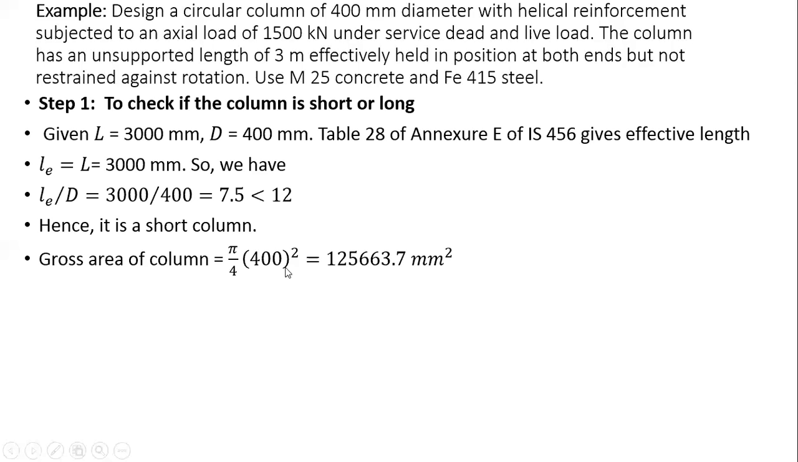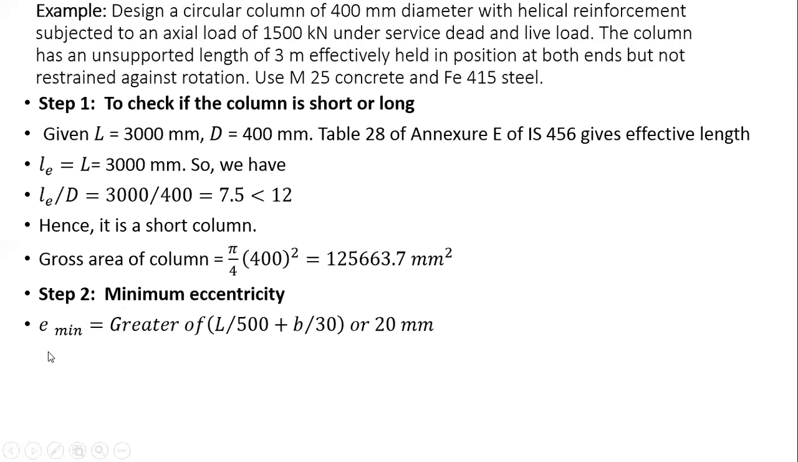Diameter is given, so the gross area of the column is pi by 4 D square. Step number 2 is to check the minimum eccentricity. So what is the formula? E minimum is the greater of either this value or 20 millimeter.